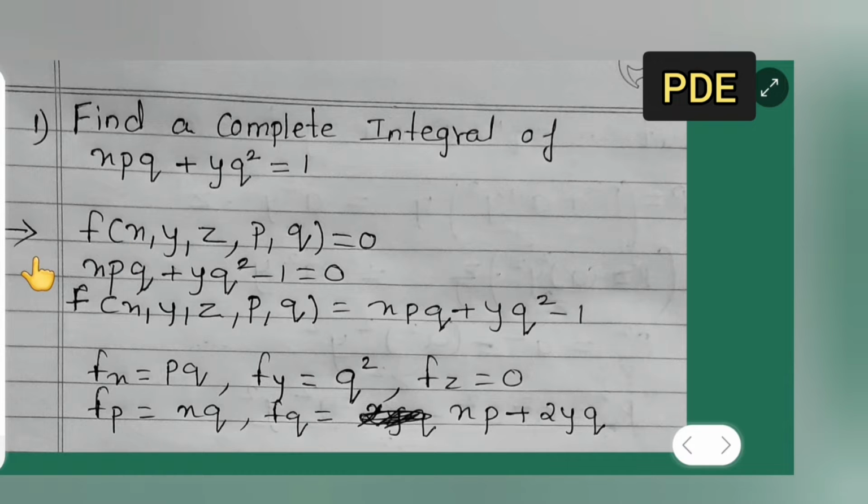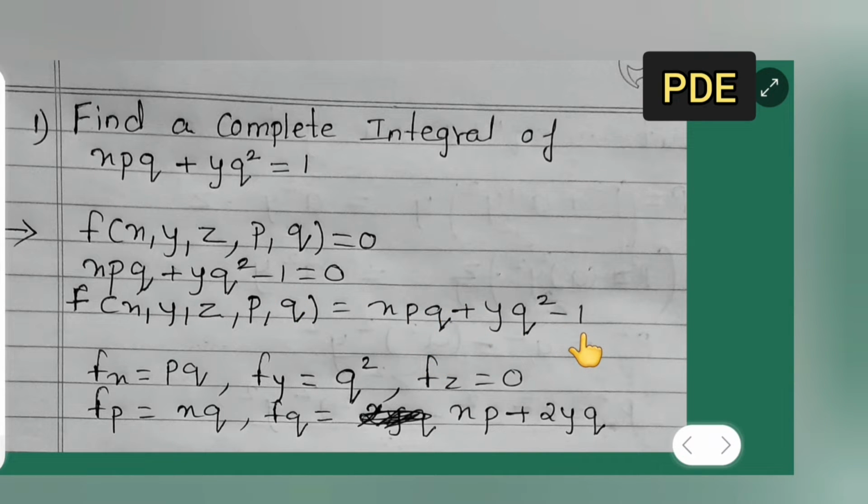So the solution starts from here. F(x, y, z, p, q) = 0. So what is this? xpq + yq², bring the 1 to this side, so it will become minus 1 equals 0. F(x, y, z, p, q) is equal to this, so write it down: xpq + yq² − 1.